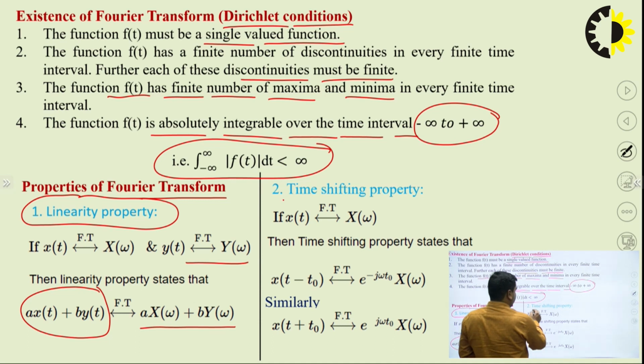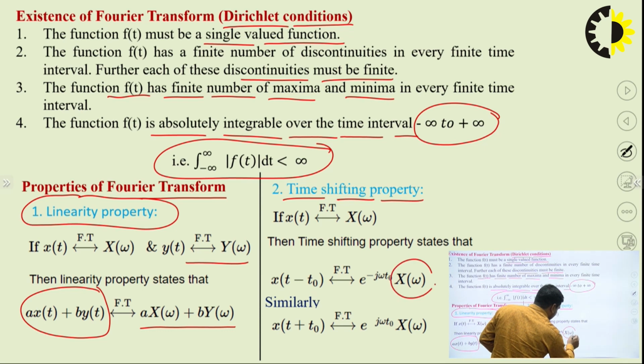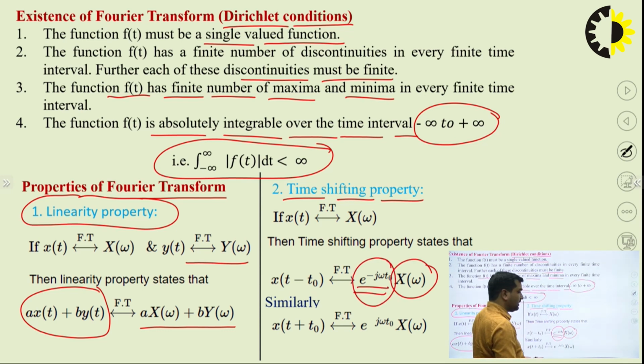If we have some time shifting, if we shift time by some constant value, here t is shifted by t naught, then X(omega) is multiplied by e to the power minus j omega t naught. You can use that expression to find that. Okay, here for x(t plus t naught), it becomes positive, e to the power plus j omega t naught.